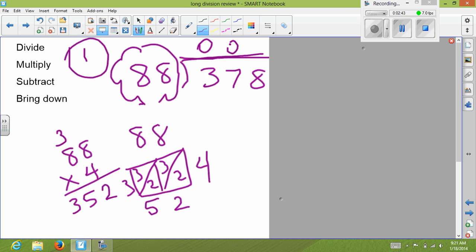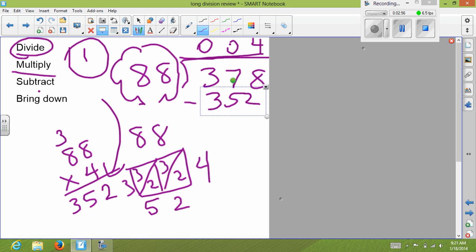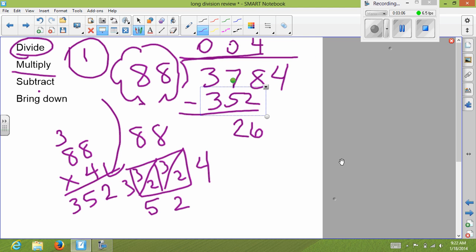So I'm going to put my 4 up here, because that's your divide step. That's the number that you put up there. Then your multiply, your answer's down here, so you write your 352. And now I'm going to subtract. So 8 minus 2 is 6, 7 minus 5 is 2, and now I'm going to bring down. So I'm going to look at the last digit in my problem, which is the 4, and I'm going to see how many 88s are in 264.